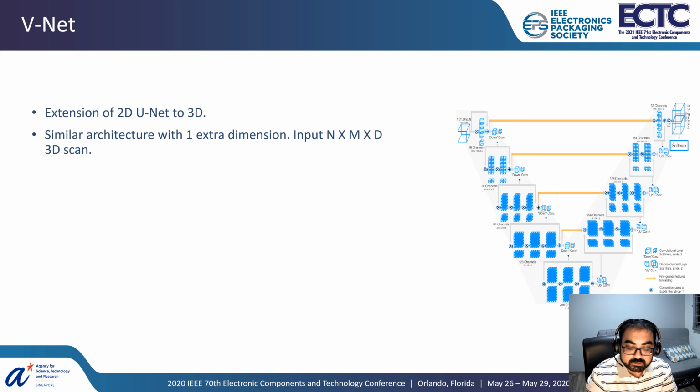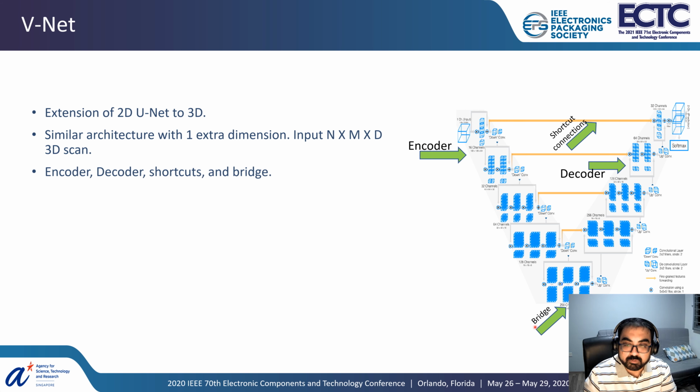So it consists of encoder, decoder, bridge, and shortcut connections. For each encoder, each layer consists of two 3x3x3 convolutions, followed by a batch normalization and ReLU, and then a 2x2x2 max pooling with strides of 2 in each dimension. For the decoder, where we are upsampling, each layer consists of an up convolution of 2x2x2 with strides of 2 in each dimension, followed by two 3x3x3 convolutions, followed again by batch normalization and ReLU.